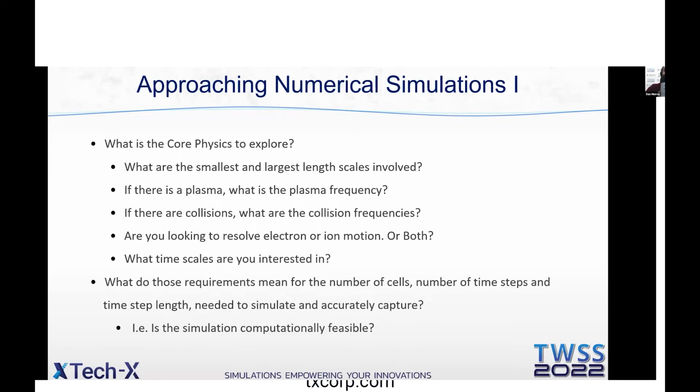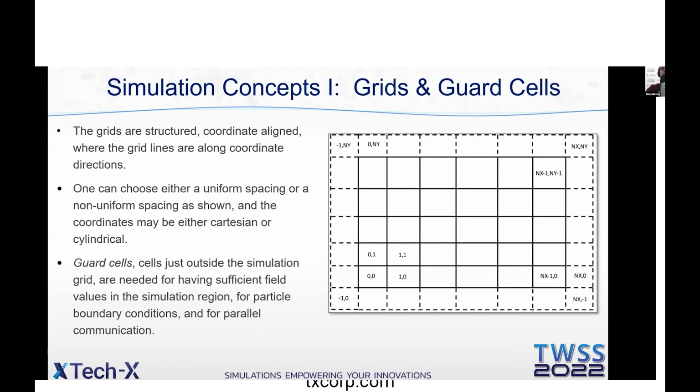And the number of cells and the number of time steps is typically a good indicator for, is the simulation computationally feasible? If you have 10 billion cells and you're looking to run it on one core, it's probably not computationally feasible. If you have 10 billion cells and you have 10,000 cores, that's a different question. So from these sort of initial questions of just approaching the simulation, what are some concepts that are probably useful to know when we get into FDTD codes?